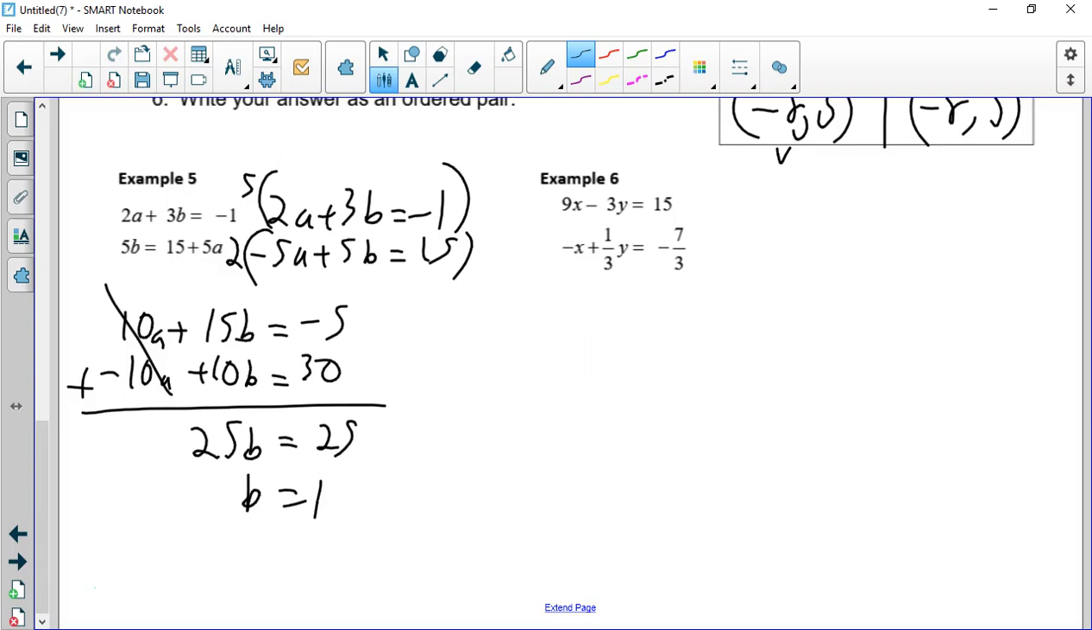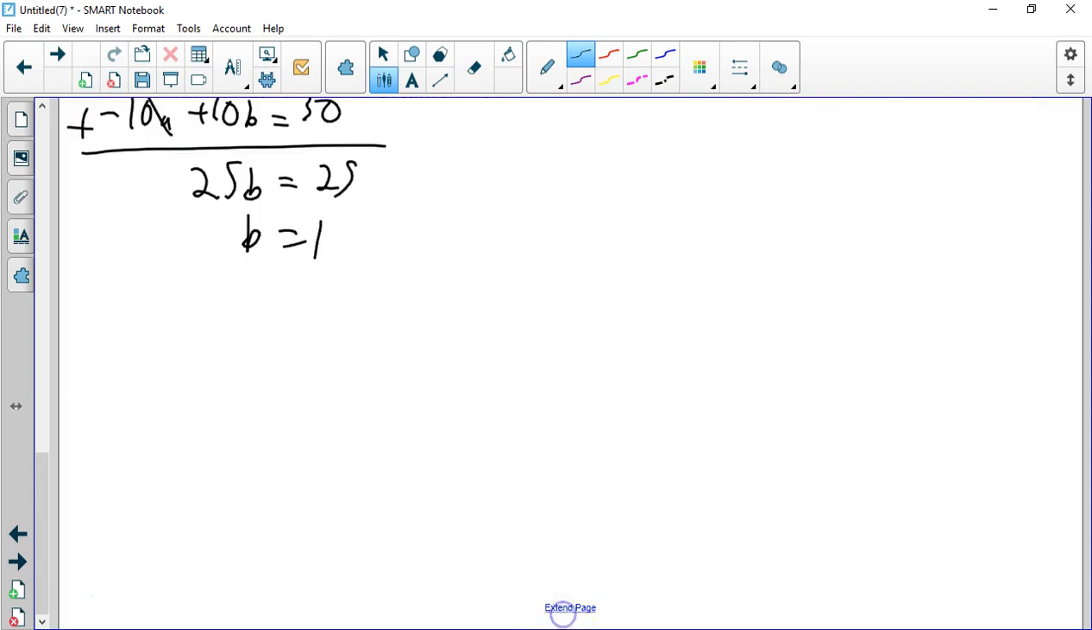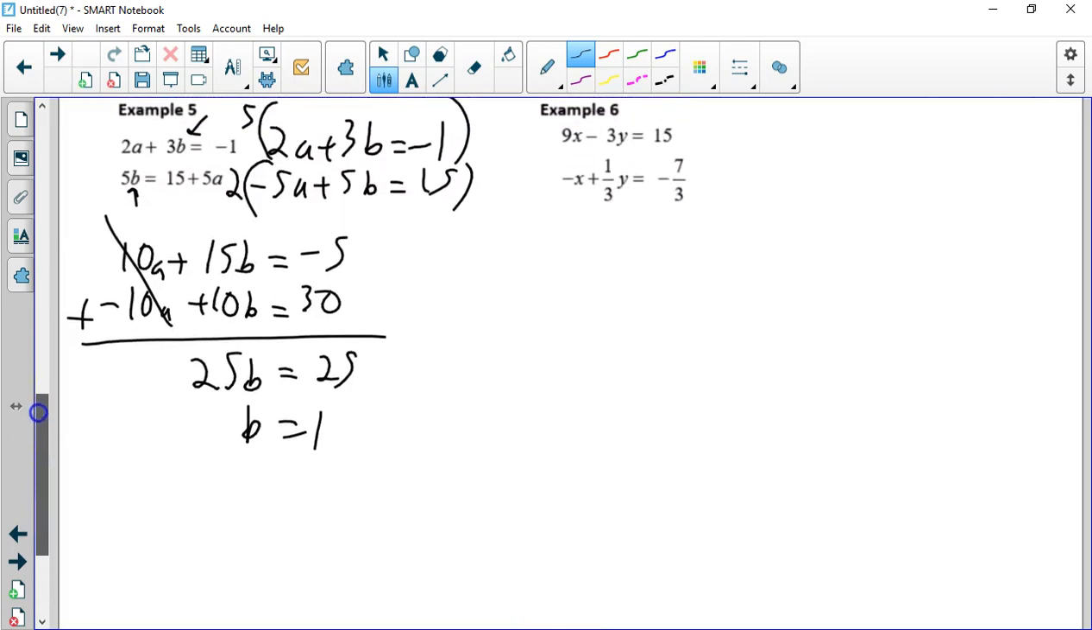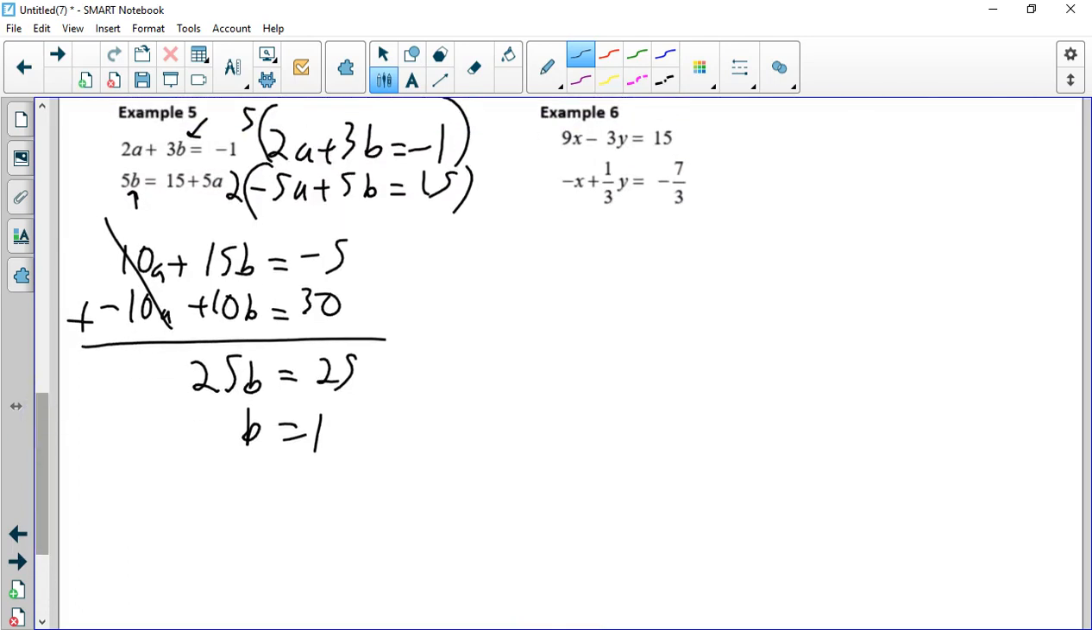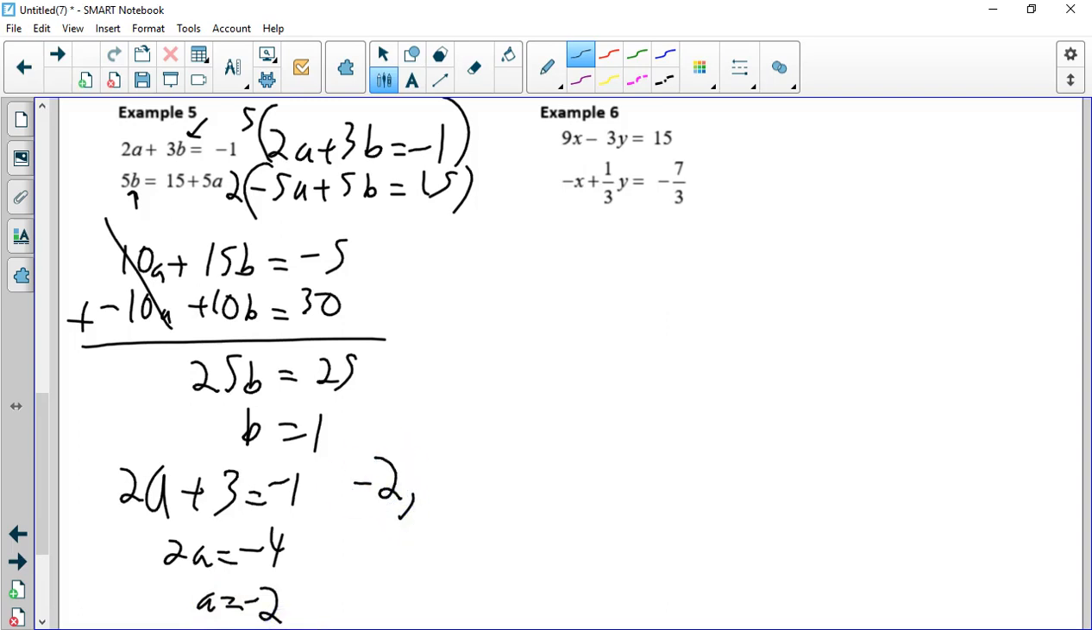Now, I can go back to either of these to plug one in. I can plug it in here or here. It really makes no difference. They're pretty much equally easy. So I'm going to plug it in to the top one. 2a, whoops, that's a big A, plus 3 times 1, I'm just going to write 3, equals negative 1. Subtract 3, I get 2a equals negative 4, divide by 2, a equals negative 2. So we always go in alphabetical order if we don't have x and y. So I have negative 2, comma 1, and that's my solution.